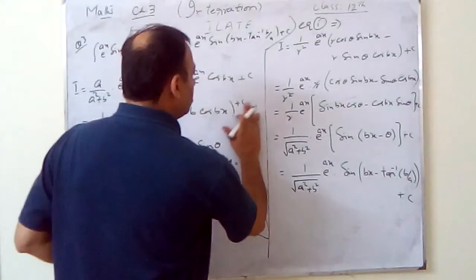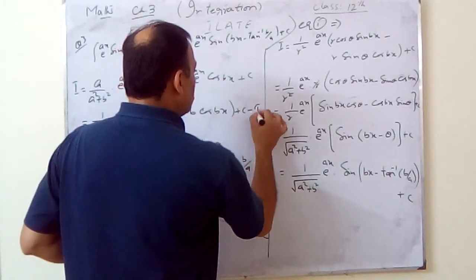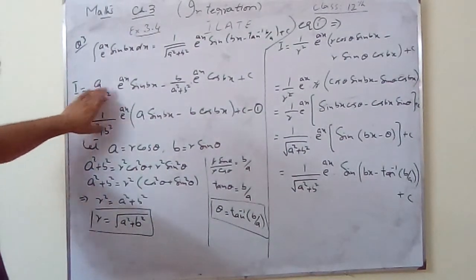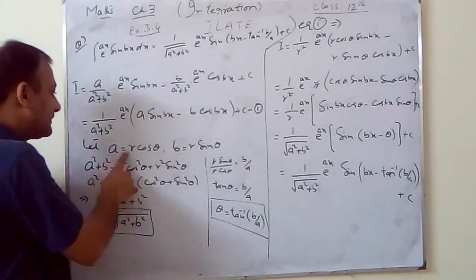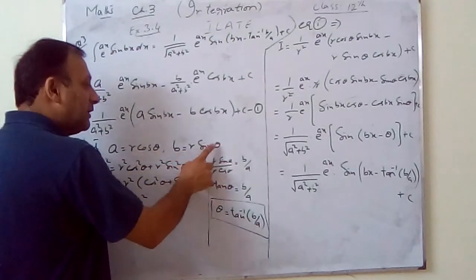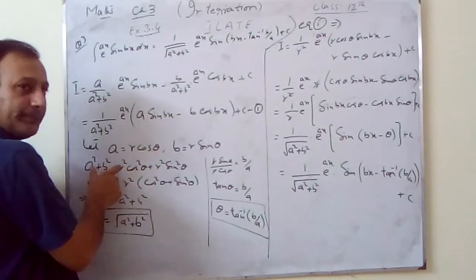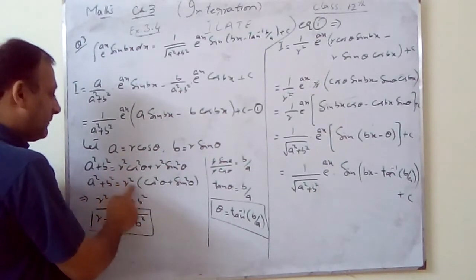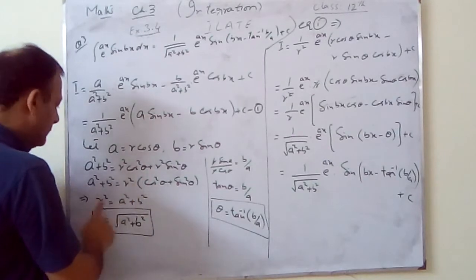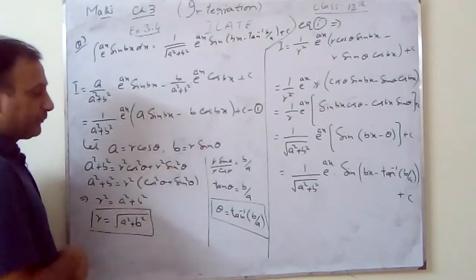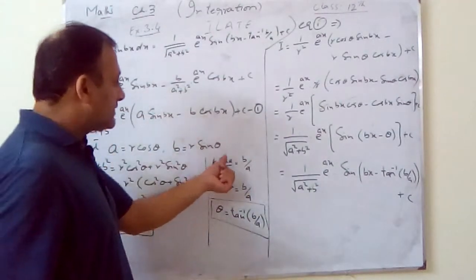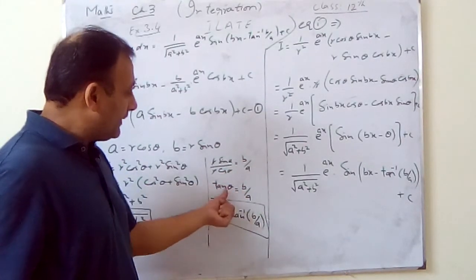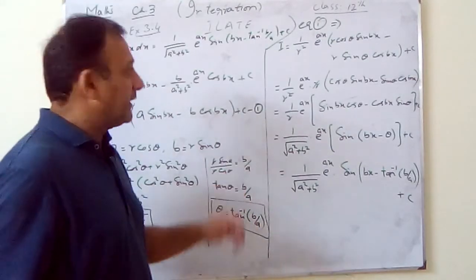Now quickly I repeat the value. I is equal to this one. Here we are supposing a is equal to r cos theta, b is equal to r sin theta, taking square on both sides of these two equations and adding. R square is common, so cos square plus sin square is 1, so r square is equal to this one, r is equal to square root of a square plus b square. Dividing these two, r sin theta over r cos theta is equal to b over a. Tan theta is equal to b over a, theta is equal to tan inverse b over a.